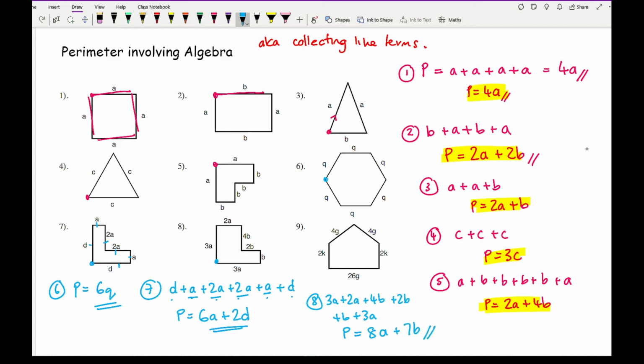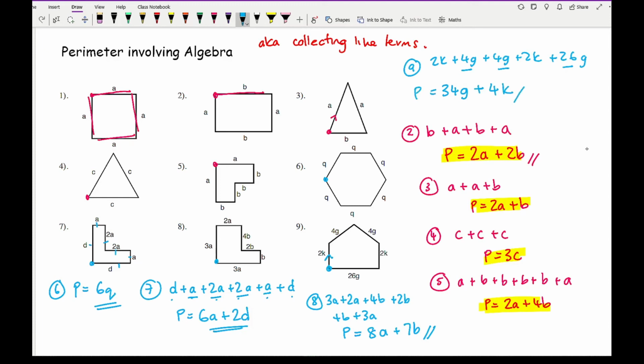And then looking at question 9, which again I'm struggling for space, so let me just get rid of question 1. So with question 9, again picking a starting point, I'm going in this direction. So I've got 2K plus 4G plus 4G plus 2K plus 26G. So looking at the G's first, I've got 4 plus 4 plus 26, which is 34G. And then looking at the K's, that's going to be 4K, and that equals P, and there is my final answer.